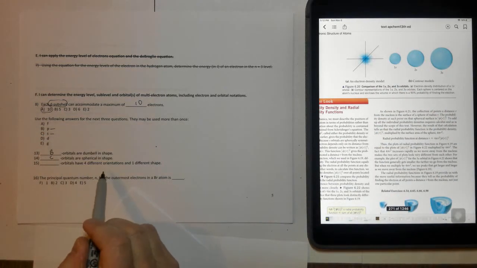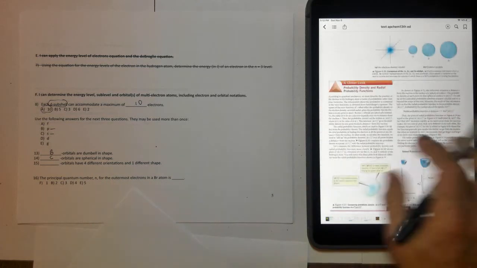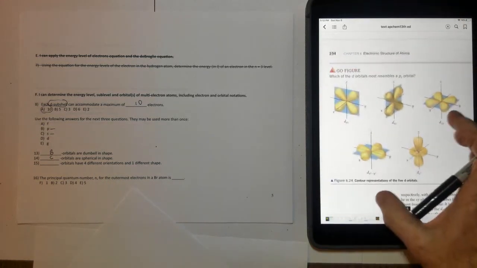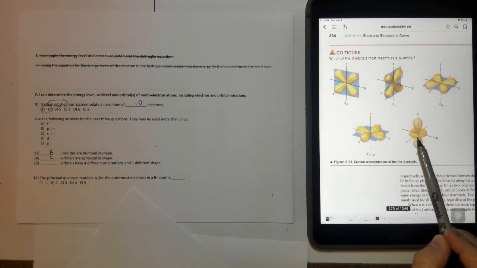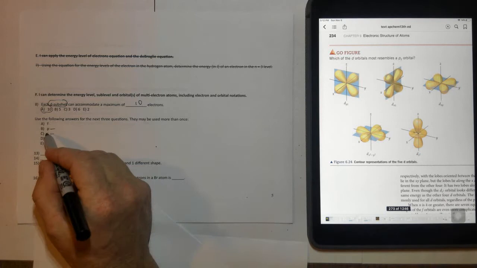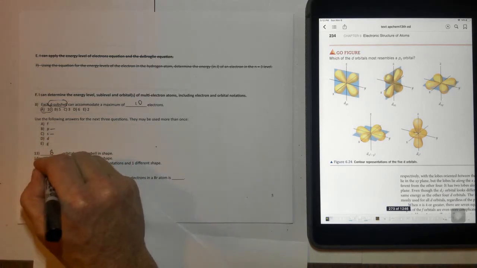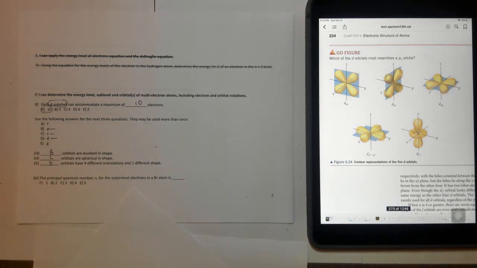Blank orbitals have 4 different orientations and 1 different shape. Well, here's 4 different orientations, and then 1 different shape that has a donut around the middle as well. So those would be your d orbitals. That would be letter D for d orbitals.